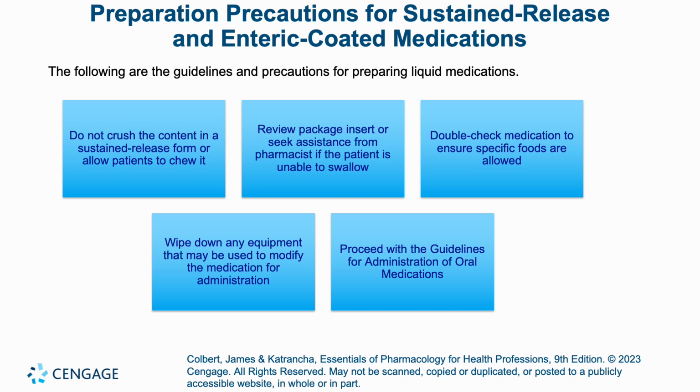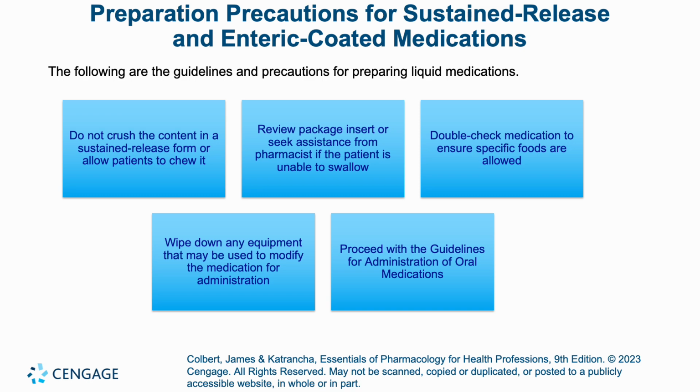Review the package insert or seek assistance from the pharmacist if the patient is unable to swallow. So if you get a medication order and you know that the patient's unable to swallow, look through the insert, see if it's okay to give it in a crushed form into an NG tube if they have one. Or some patients, they can swallow applesauce, but they can't swallow a big pill. So some medications are appropriate for you to crush and put in applesauce, but we need to make sure that we are following the directions.